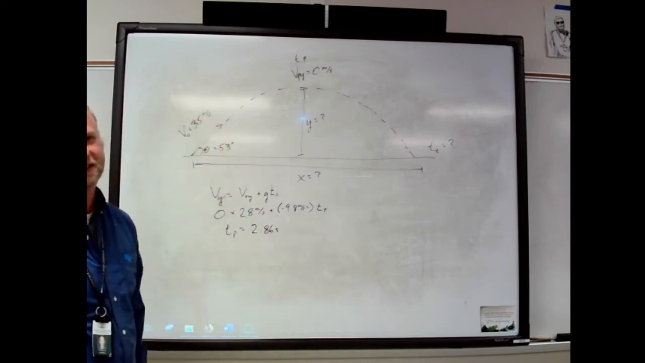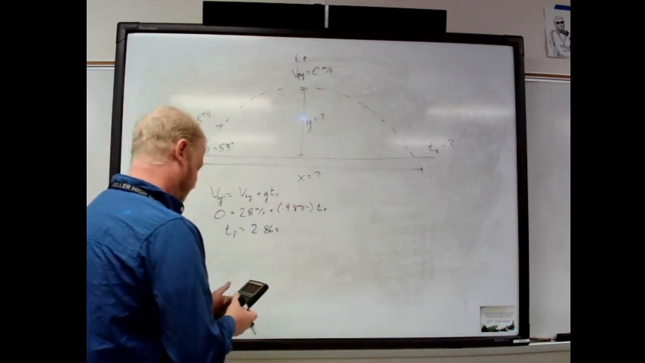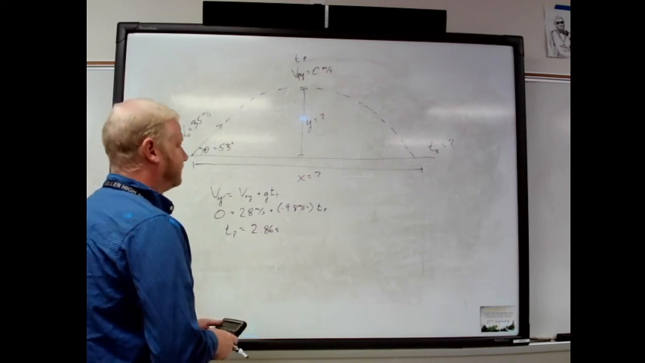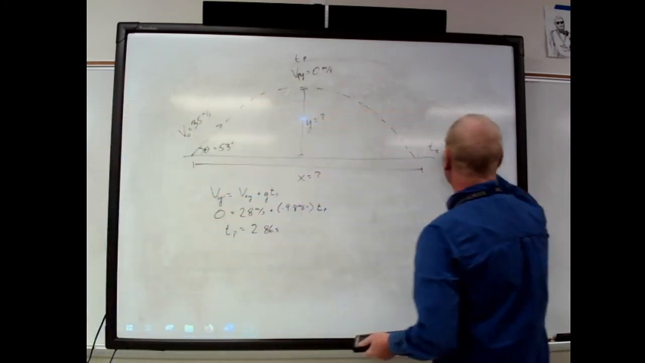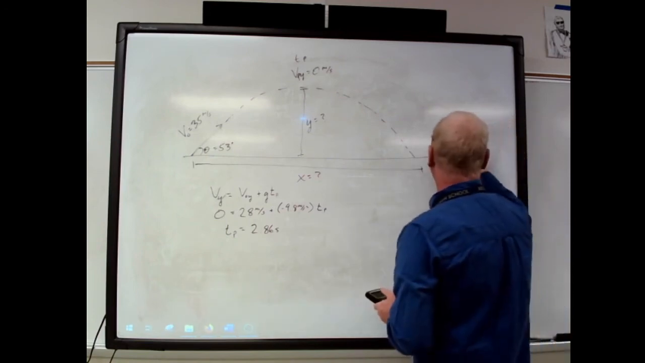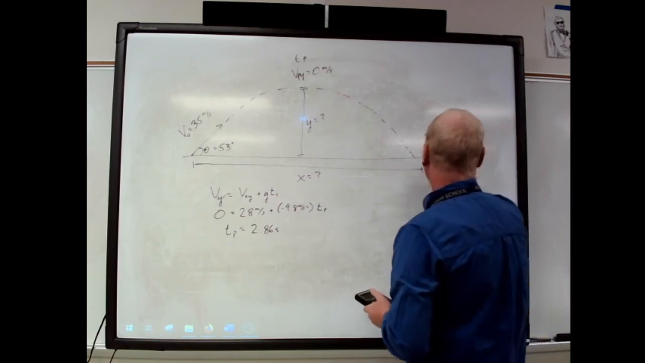Make sure you're working this along with me. Sometimes I do make algebra errors, so you can call me out on it. So 2.86, which means that we know that the total time here is twice that. So 5.7. Alright, so we found one of our answers.